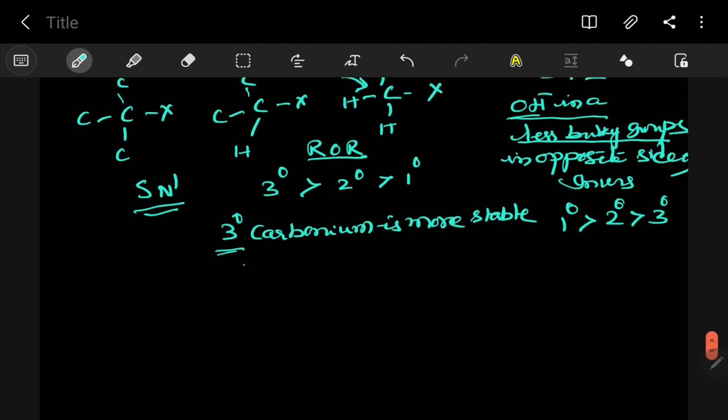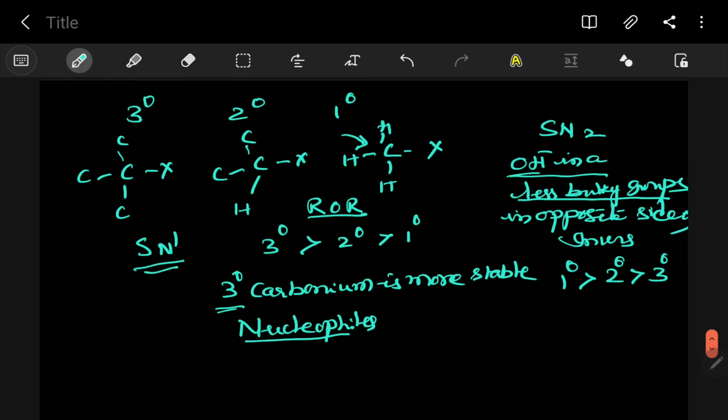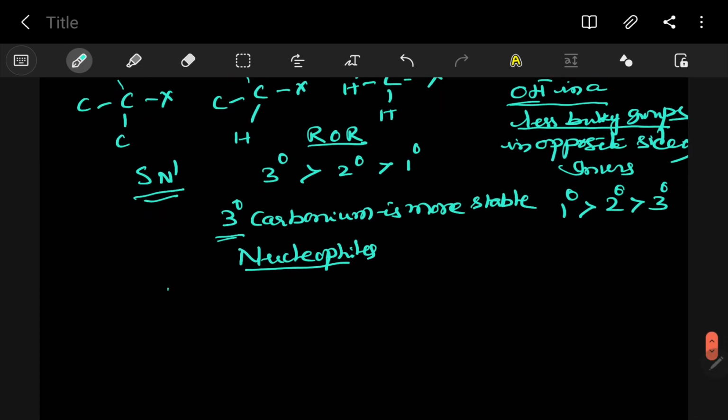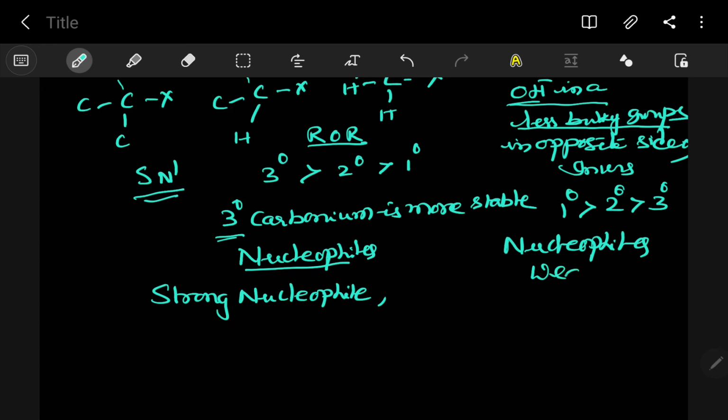And regarding nucleophiles, in SN2 reactions the nucleophile, OH minus, is a strong nucleophile. Whenever the strong nucleophile comes and attacks the alkyl halide, X minus leaves, so here one step is formed. In case of SN1 reactions, the nucleophiles are weak nucleophiles. That is the major difference between SN1 and SN2 reactions.